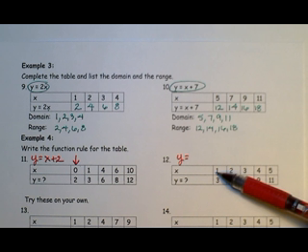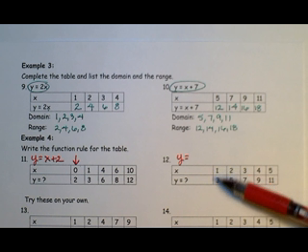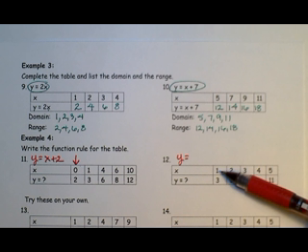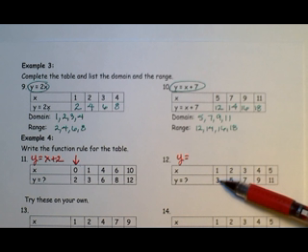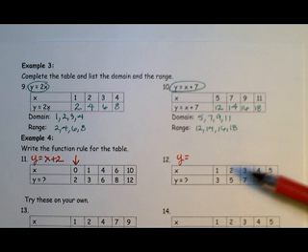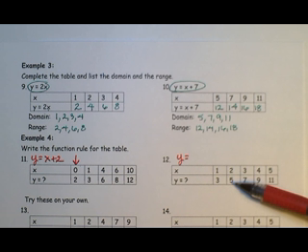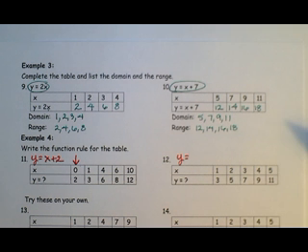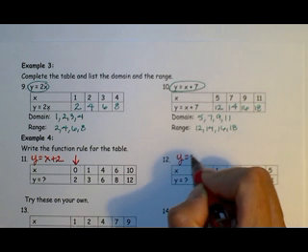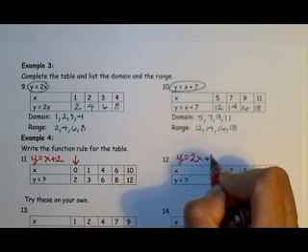If I multiply 1 by 2 and then add 1, 1 times 2 is 2, plus 1 is 3. That worked. If I multiply 2 by 2 and add 1, 2 times 2 is 4, plus 1 is 5. That seems to be working. 3 times 2 is 6, plus 1 is 7. 4 times 2 is 8, plus 1 is 9. And 5 times 2 is 10, plus 1 is 11. So my function is y is equal to 2x plus 1.